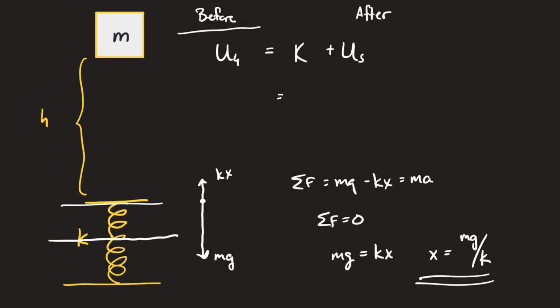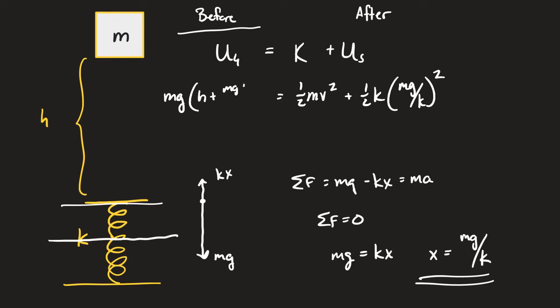Now this side's pretty easy. It's going to have 1/2 mv squared. And it's going to have 1/2 kx squared. But how much potential energy did it have? Well, that would be mgh plus mg over k. Now you can figure out how fast it's going.